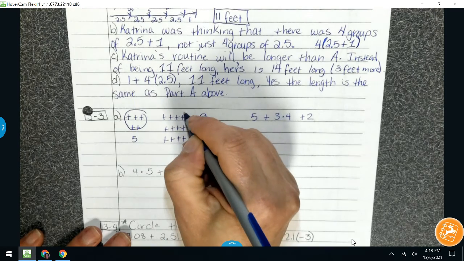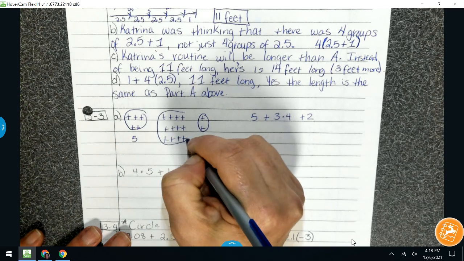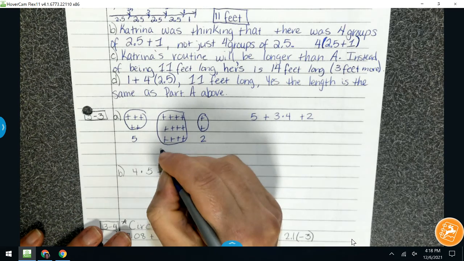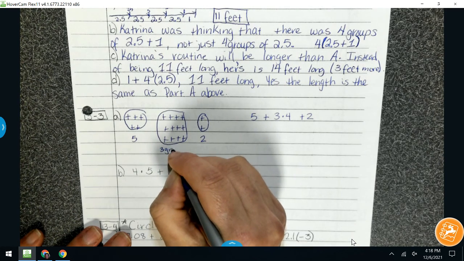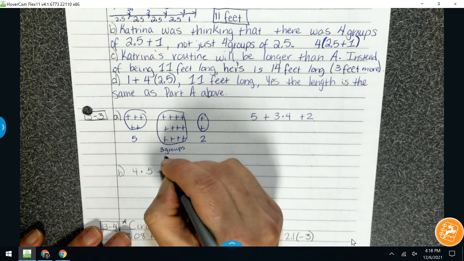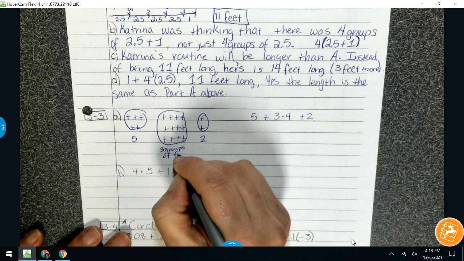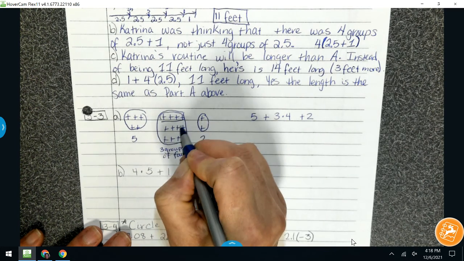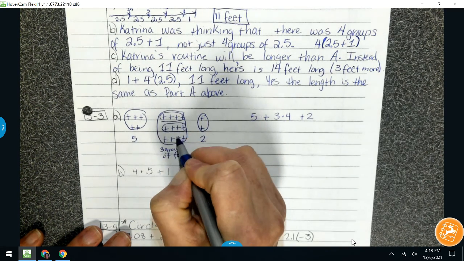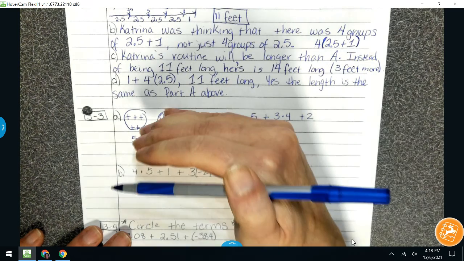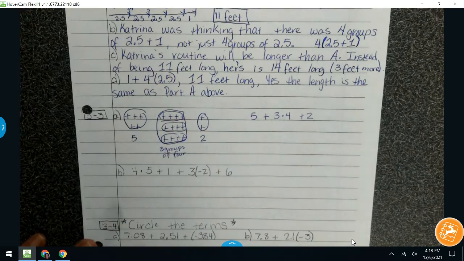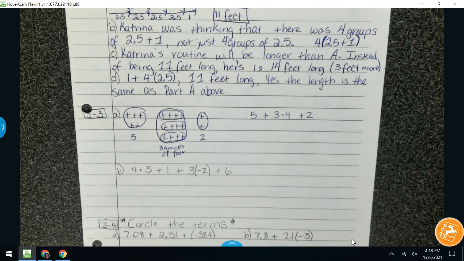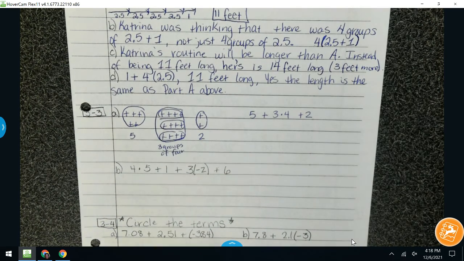This one, sometimes students get a little, it might be a little tricky about that, but we have 3 groups of 4. And I can see that because I have 1 group of 4 right here, 2 groups of 4, 3 groups of 4. Usually my groups run horizontally like that. Okay? So that is the connection between those two right there.